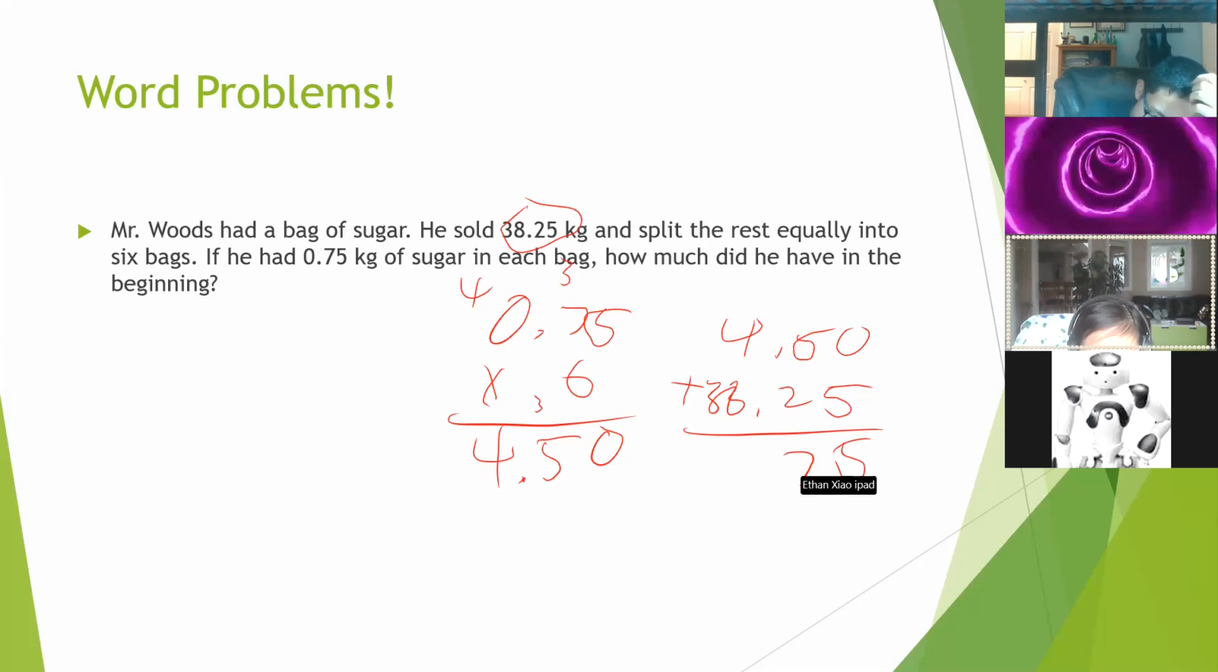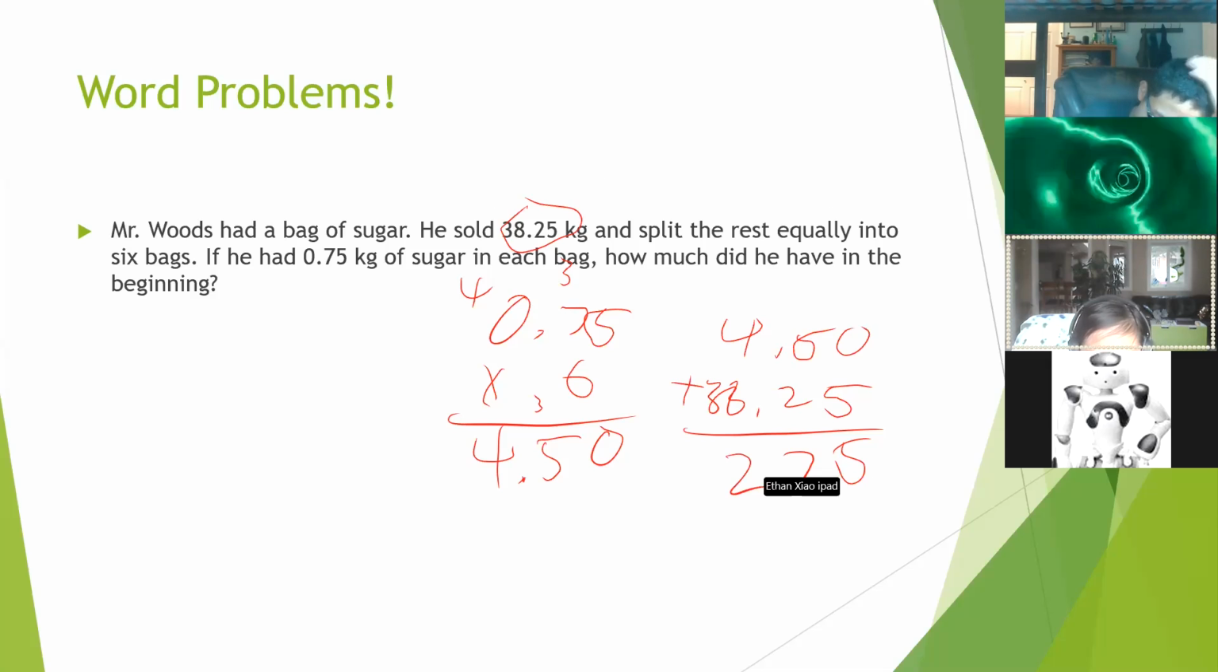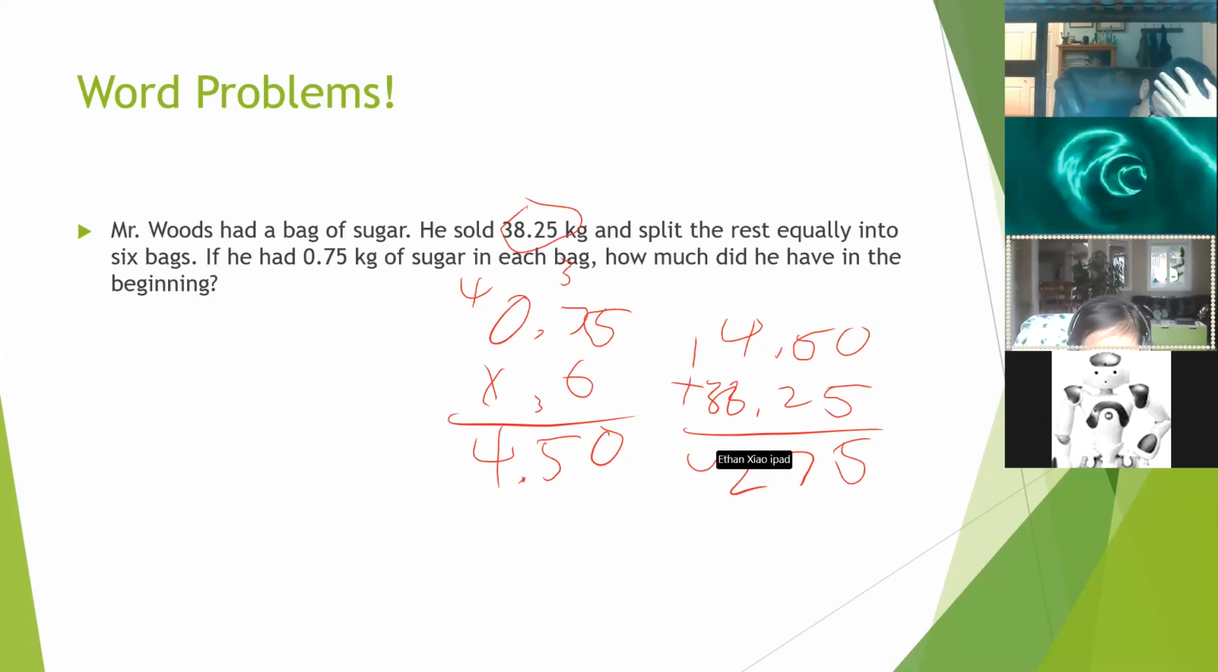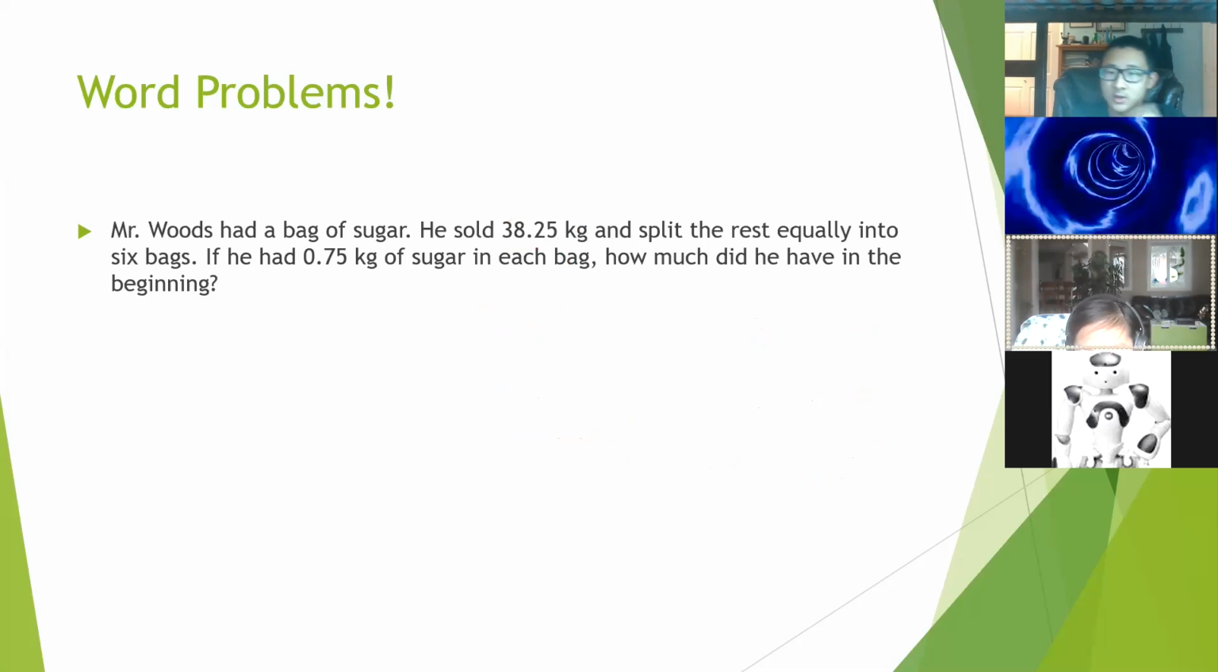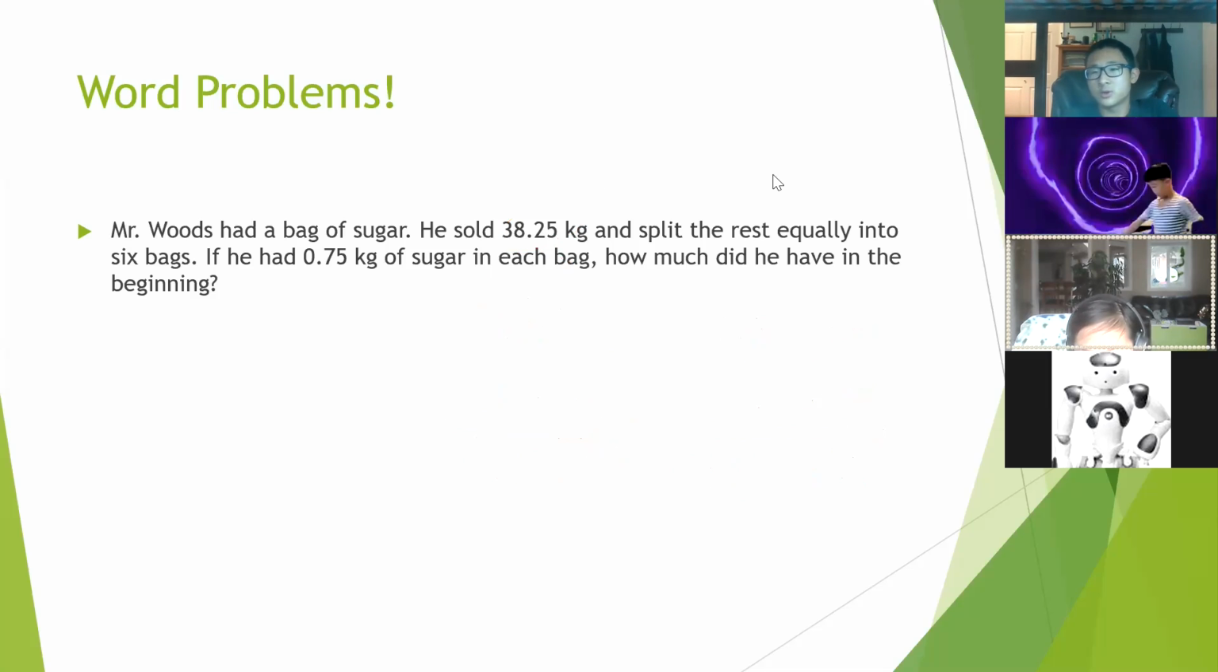So 5, 7, 4 plus 8 is 12. Put the 2 here, carry over the 1. 1 plus 3 is 4. So the final answer is $42.75.